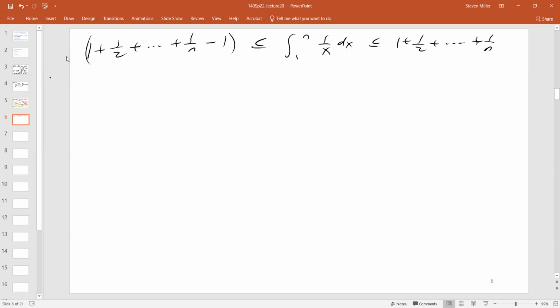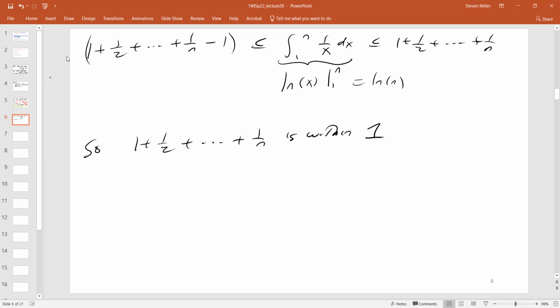All right, what is the integral equal to? What function has derivative 1 over x? ln of x. So the natural log of x, and we evaluate it from 1 to n. What's the natural log of 1? 0. So this is equal to the natural log of n. So 1 plus 1/2 plus ... plus 1 over n is within 1 of the natural log of n. As n gets very, very large, what does the natural log of n go to? It goes to infinity.